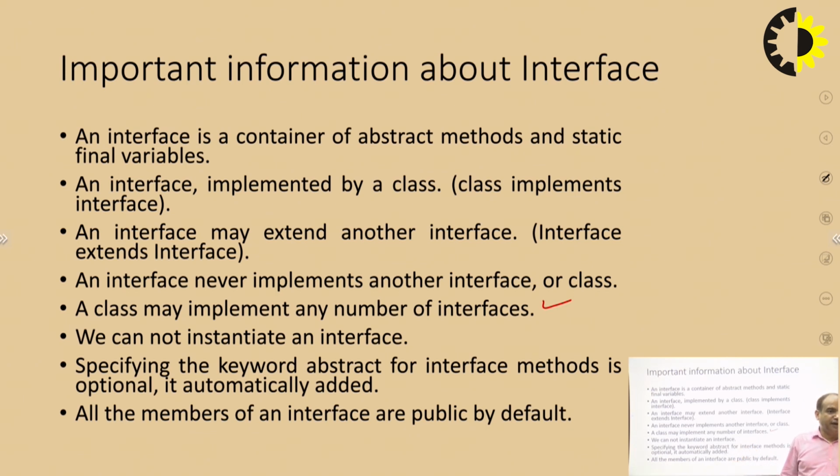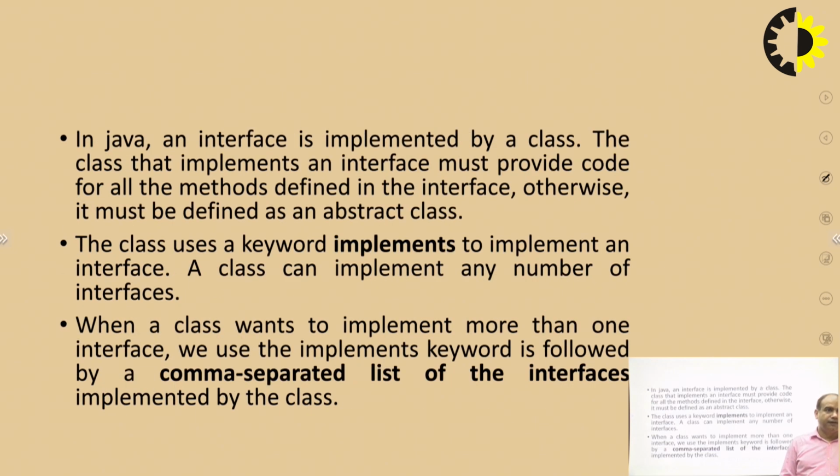Specifying the keyword abstract for an interface method is optional. It is automatically added; we will not add it. All the members of an interface are public by default. We can't make any method private. Next, in Java, an interface is implemented by a class. The class that implements the interface must provide code for all the methods defined in the interface, otherwise it must be defined as abstract.